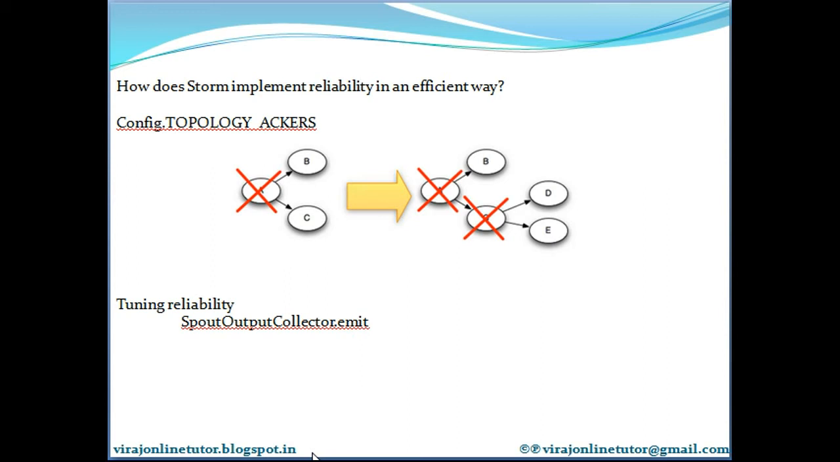Config.TOPOLOGY_ACKERS. Storm defaults these topology ackers to one task. You will need to increase this number for topologies processing large number of messages.